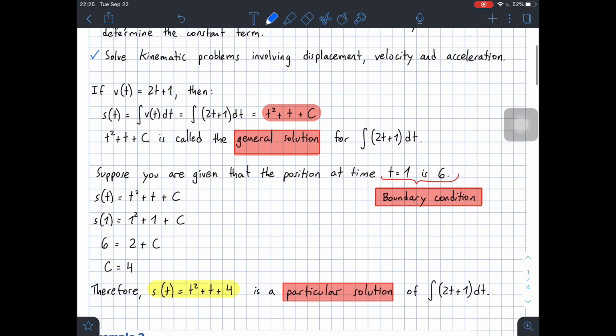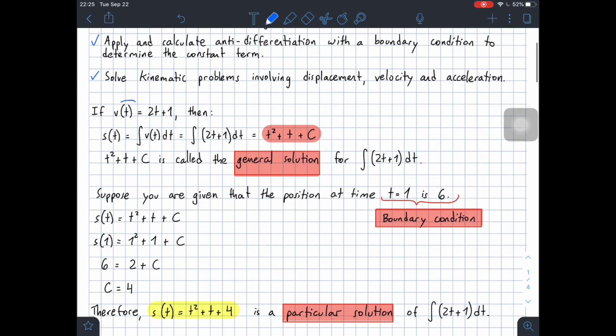Okay, so take a look at this example. It says, if the velocity with respect to time is given by this expression, 2t plus 1, then we know that the integral of velocity would be displacement. So the displacement is equal to the integral of velocity with respect to time. And if we find the integral of that expression, we're going to get as a result t squared plus t plus c.